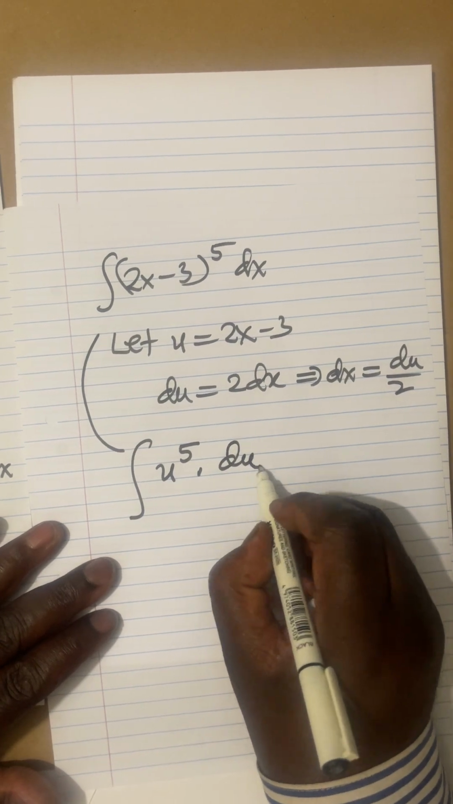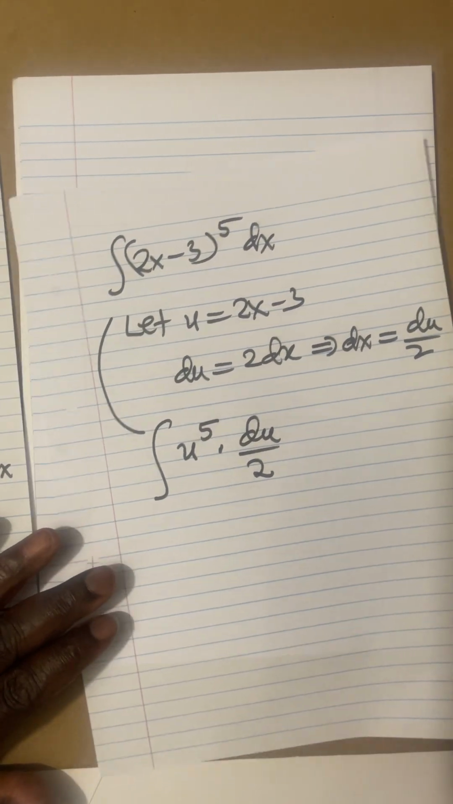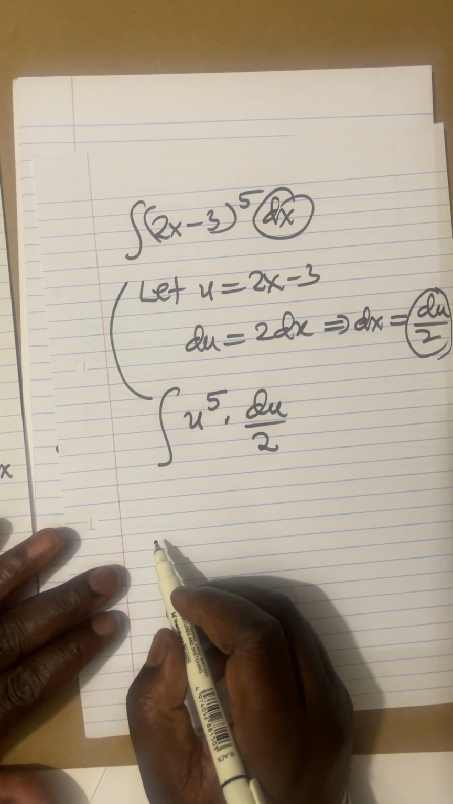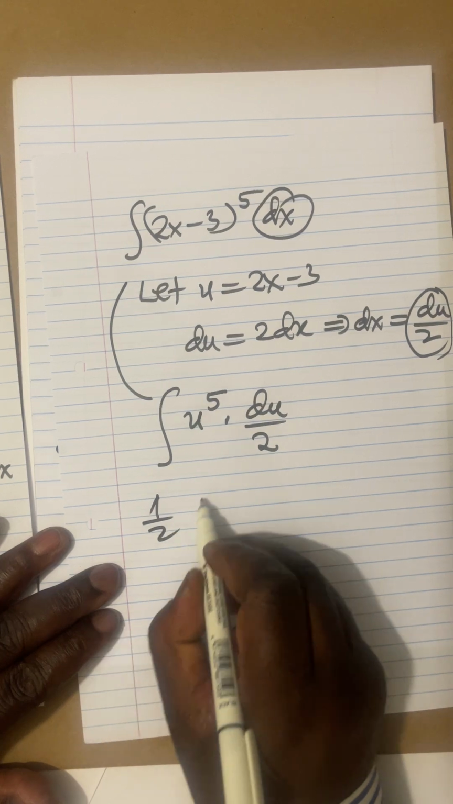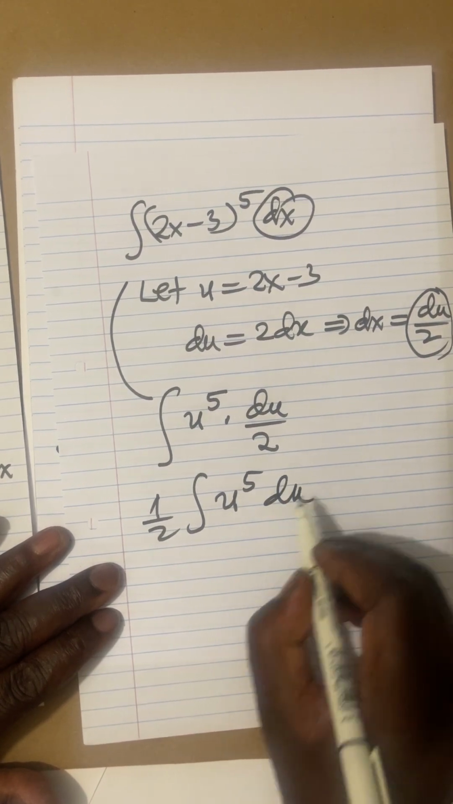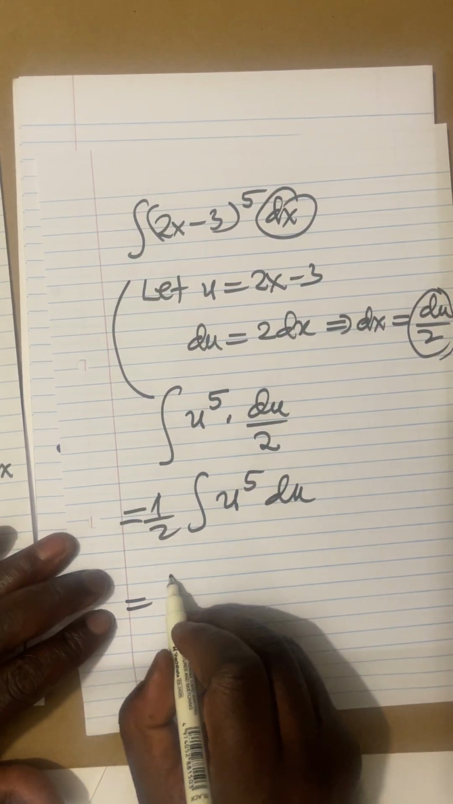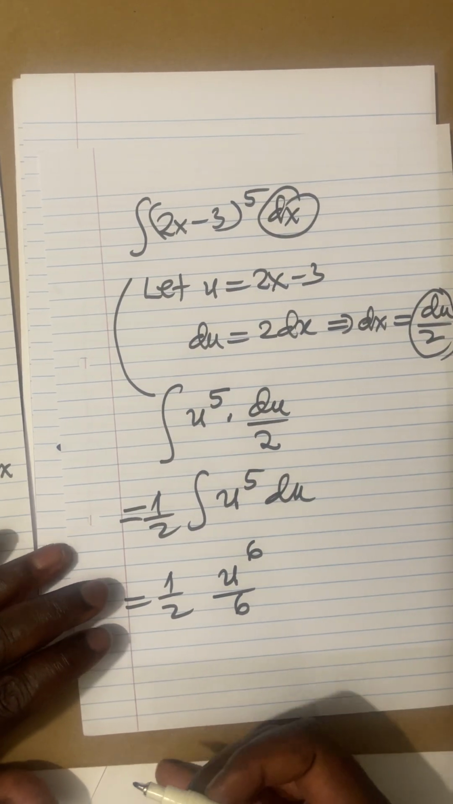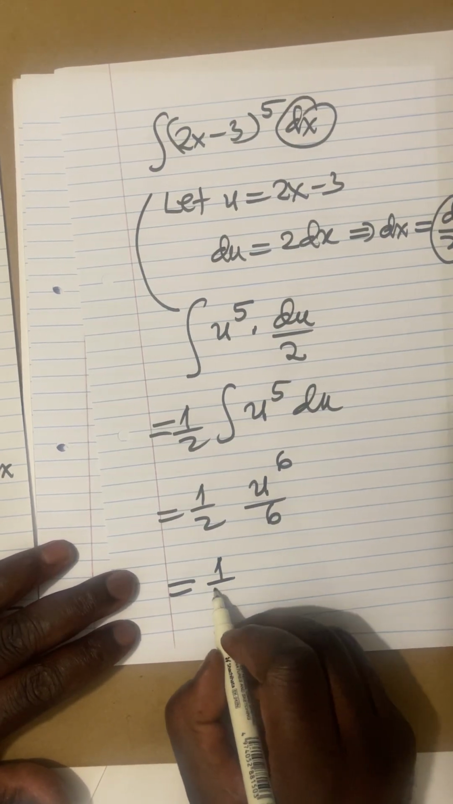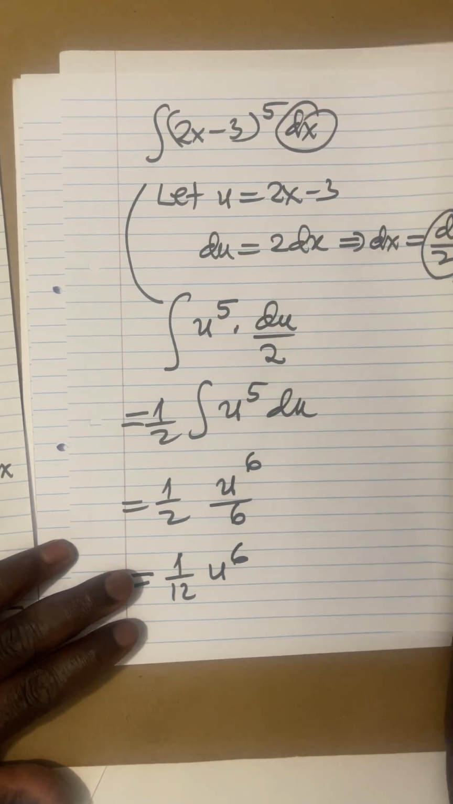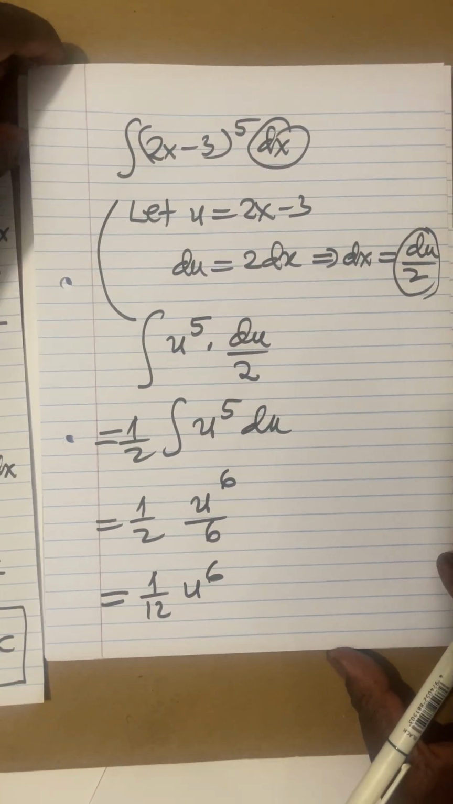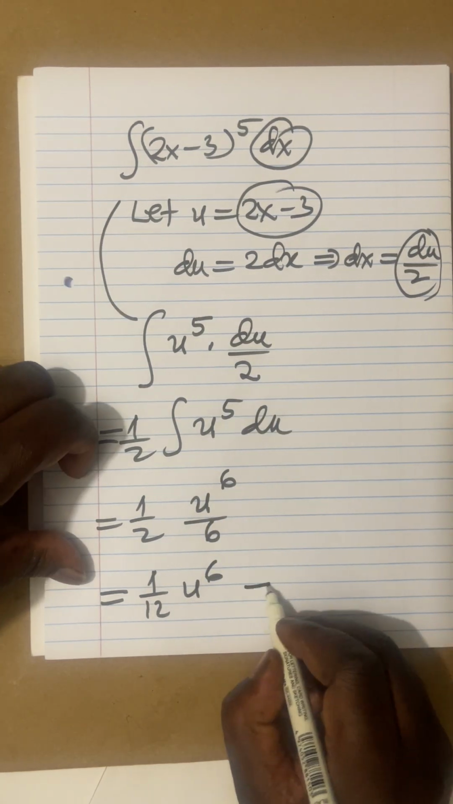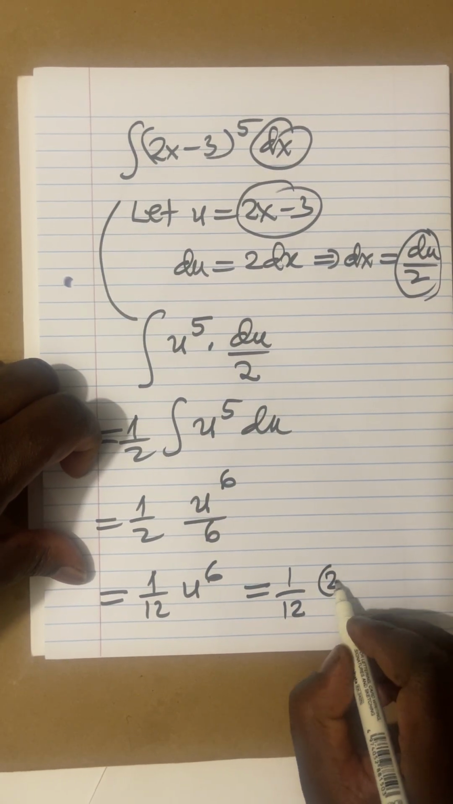So here I'm going to say du over 2. Remember, in the place of dx, I must put du over 2. Now, what is this? 2 is a constant. Take it out. The integral of u to the power 5 du. What is the integral of u to the power 5? It is actually u to the power 6 over 6, what I told you. And if you simplify this, obviously you're going to get 1 over 12 u to the power 6. What is actually u? Because we're dealing with u to the power 6 here now. Well, u is 2x minus 3. So this would be 1 over 12, (2x minus 3) to the power 6.